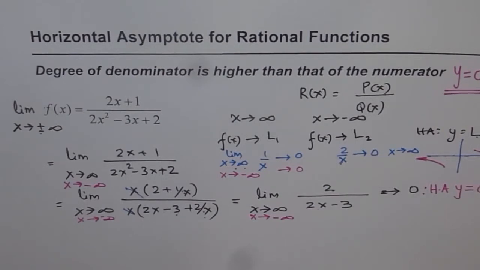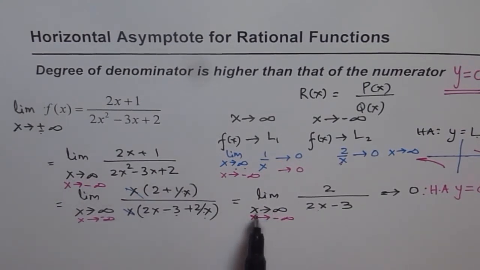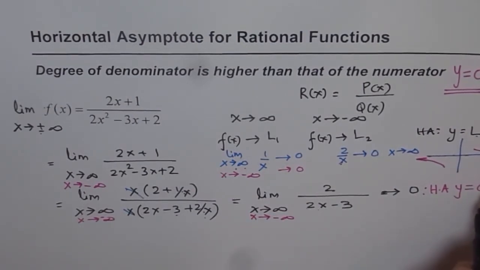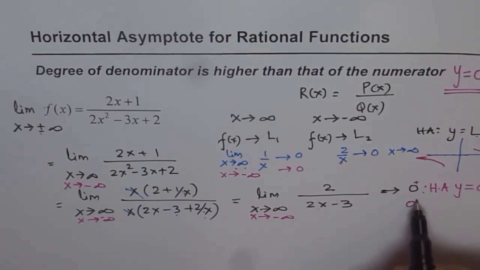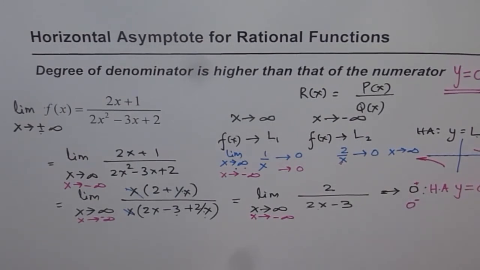If you are interested in knowing exactly how the function is approaching, then that is one thing you should be looking into. So we say when x approaches positive infinity, y is approaching 0 plus, right? 0 plus. But in the case of negative, it is approaching 0 from the negative side. So that is another way of writing the same thing. I hope the concept is clear to you. We'll cover this part when we do curve sketching.